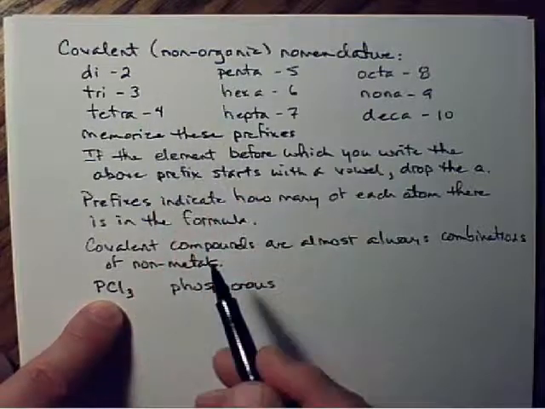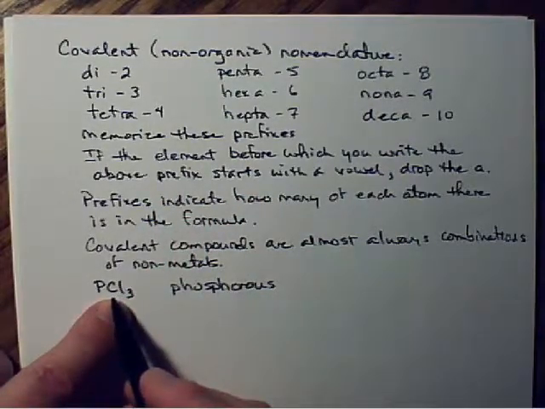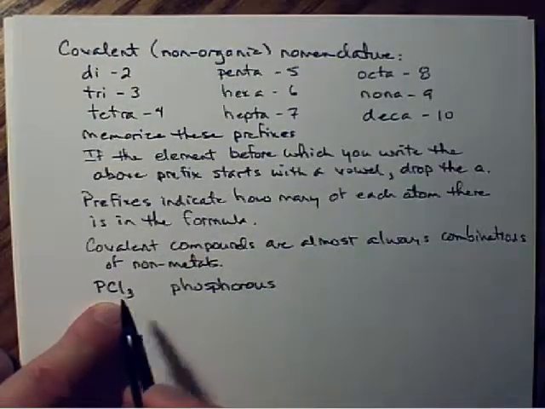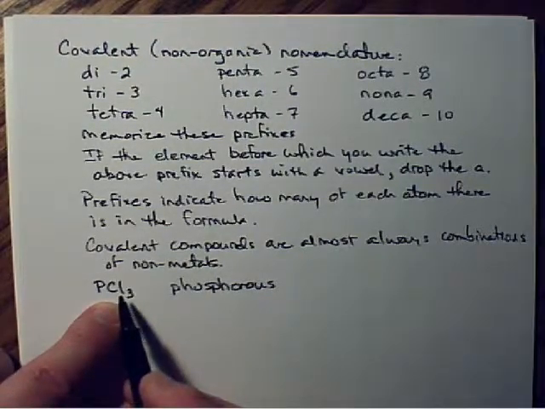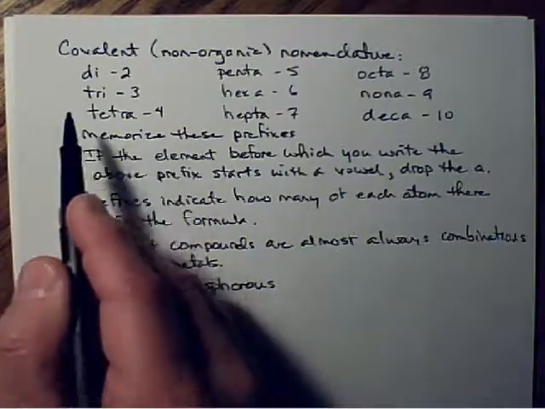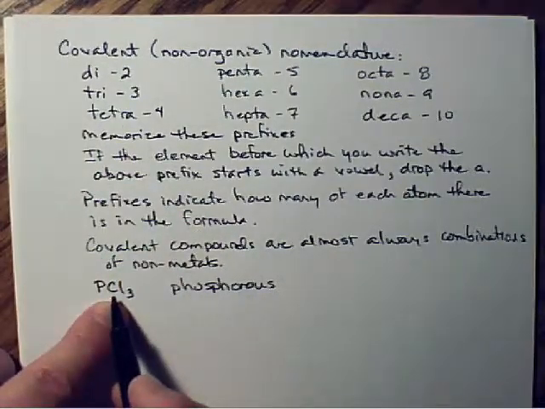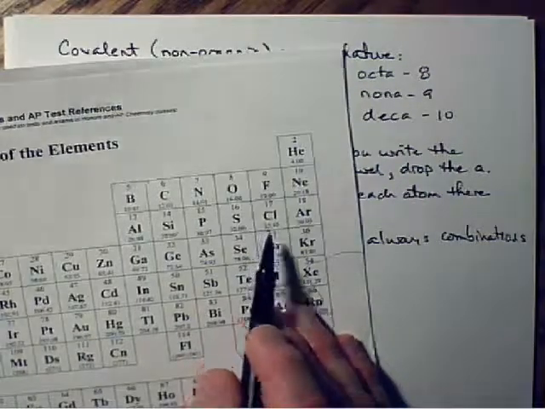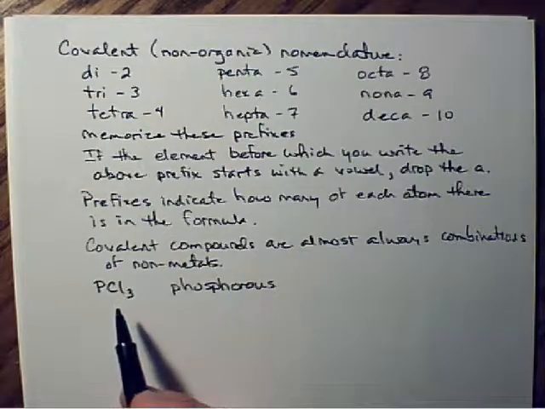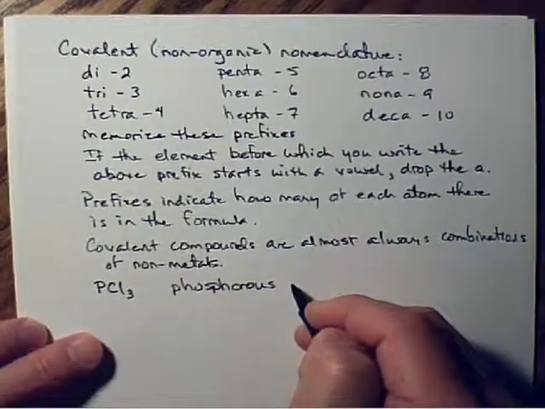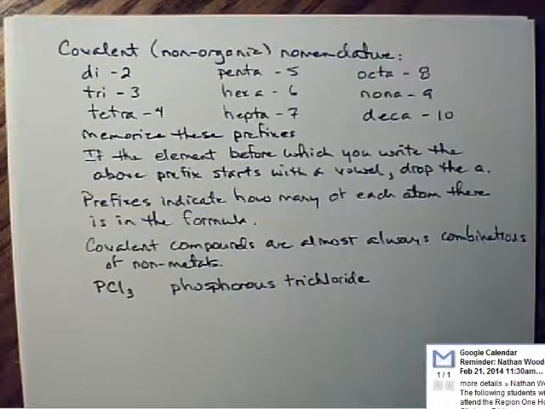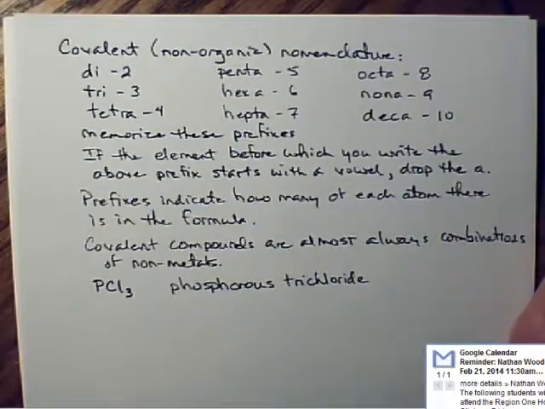And then we'll pick the appropriate prefix to put in front of the second element name. And in binary compounds like this, the second element always has an IDE ending. Okay, so this is going to be trichloride. Cl is chlorine, and this becomes chloride because it's the second element in a binary compound. In a binary compound, the second element always has an IDE ending. Well, that doesn't apply to acids, but we'll get to acids later.